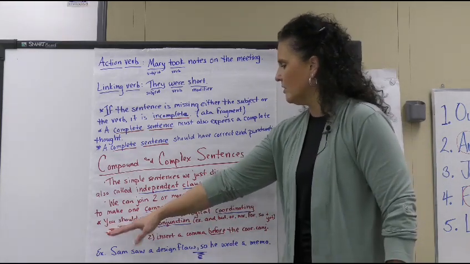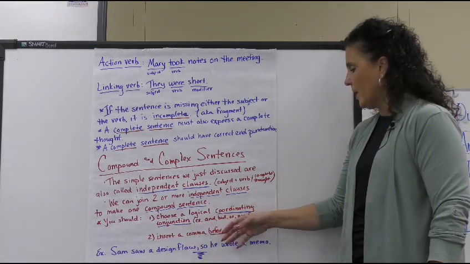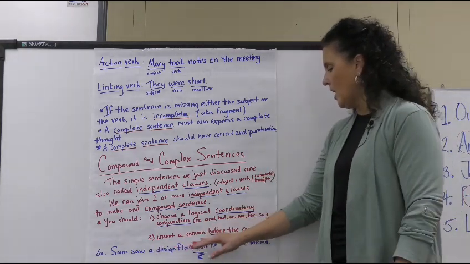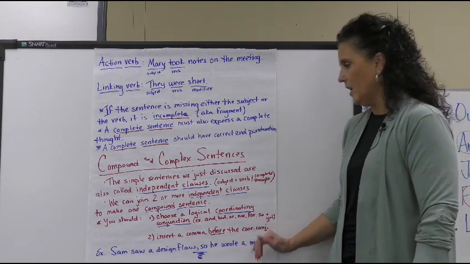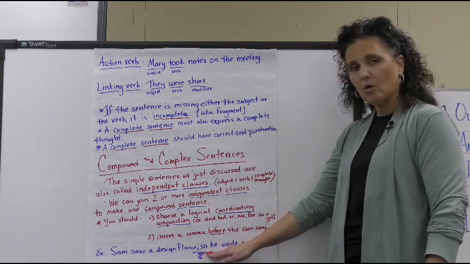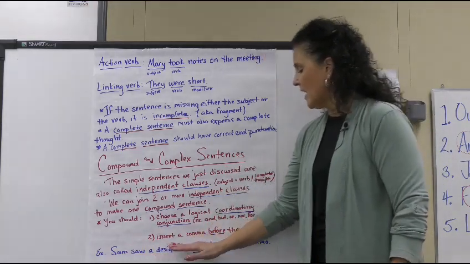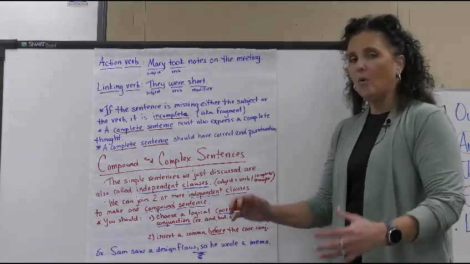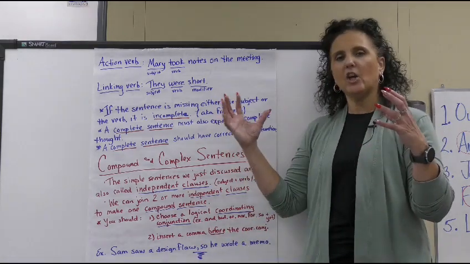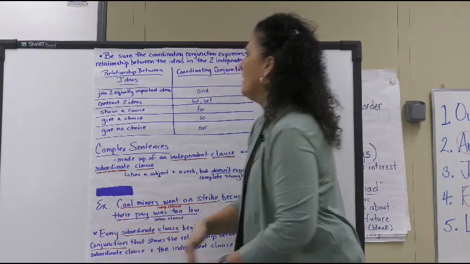So you should choose a logical coordinating conjunction. Those are and, but, or, nor, for, so, and yet. Make sure you're using the correct one of those, and we're going to put a comma before that coordinating conjunction. So: Sam saw a design flaw, comma, so, he wrote a memo. That could be two separate sentences: Sam saw a design flaw. So he wrote a memo. But we're hooking them together with that comma and that coordinating conjunction to make it a compound sentence. Your writing seems a little bit more sophisticated when you use compound sentences.